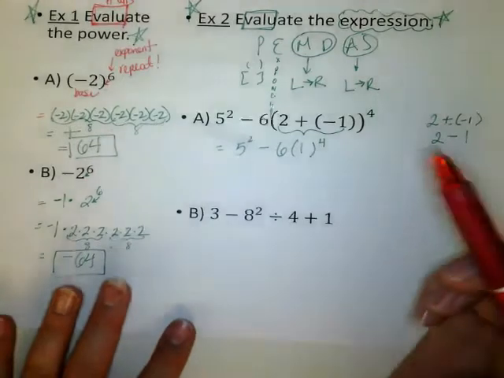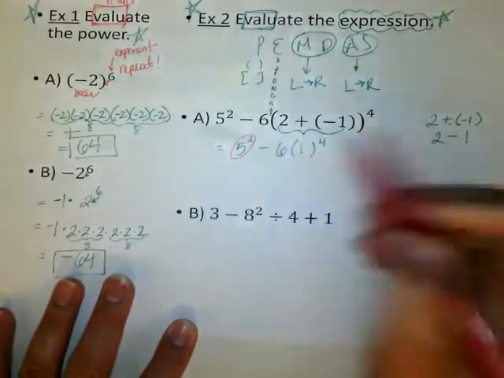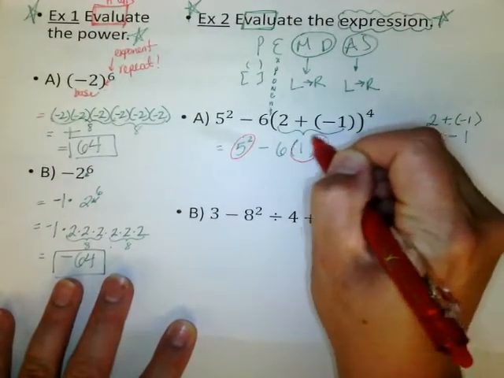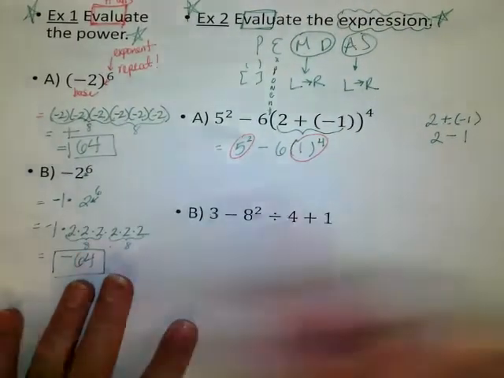Exponents. Very good. We have some exponents. So here's an exponent I'm going to worry about. What is this 4 affecting? Just the 1, the parentheses right below it. So we're going to take care of those.